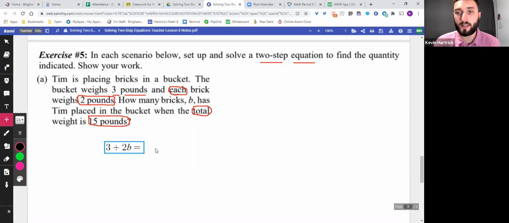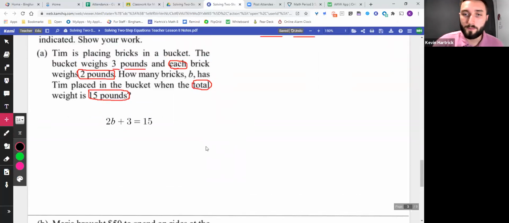And on the other side of my equal sign, I'm going to have the total. So the total is 15 pounds. I now have my two-step equation. Now I could change this around. I could put the plus 3 here to make it look nicer. The reason I can do that is because I have a plus in the middle. Remember, if you don't have a plus, you got to separate the terms, then put a plus sign, and then move them around. But if you have a plus sign, go ahead.